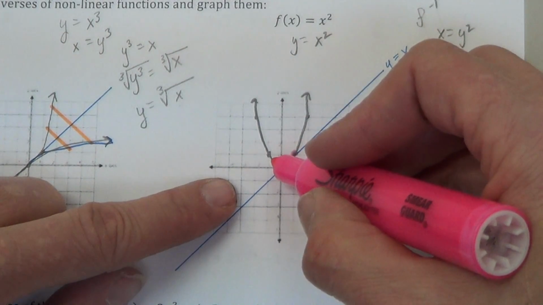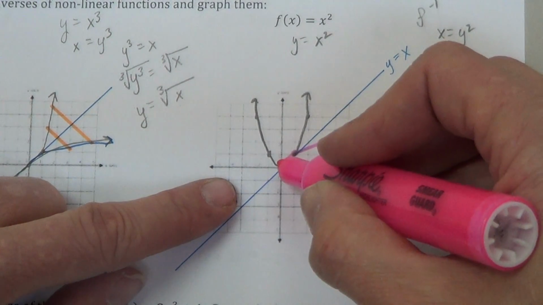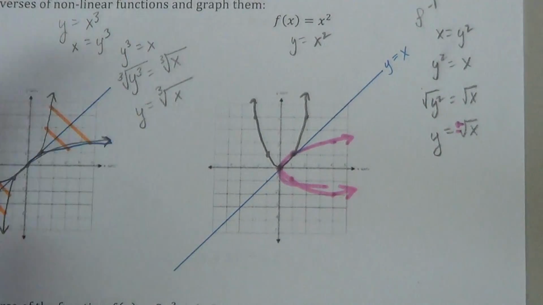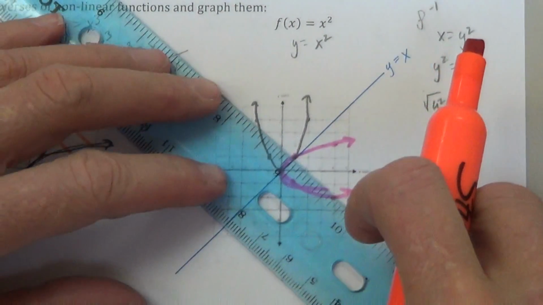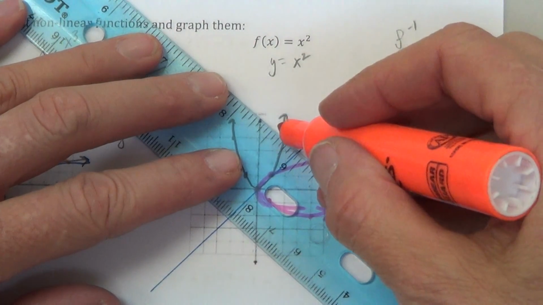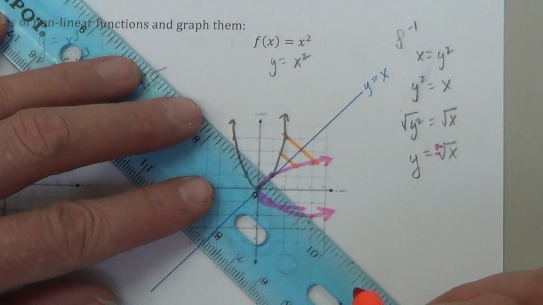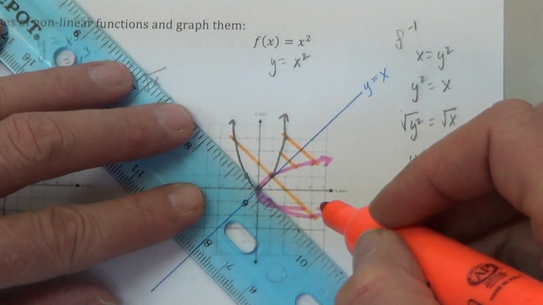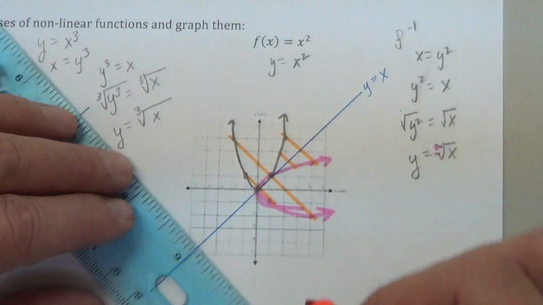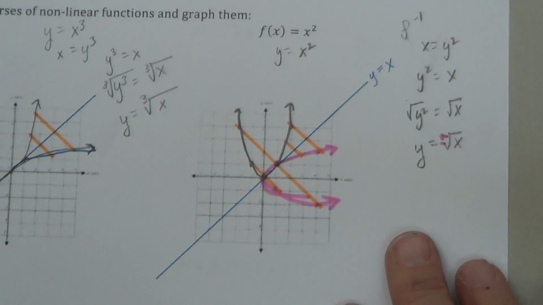Okay, so our inverse lays like that. And if you draw your perpendiculars from point to point, you can see that these truly are inverses, simply transformed over that diagonal. Okay? So again, it proves to be an inverse function.